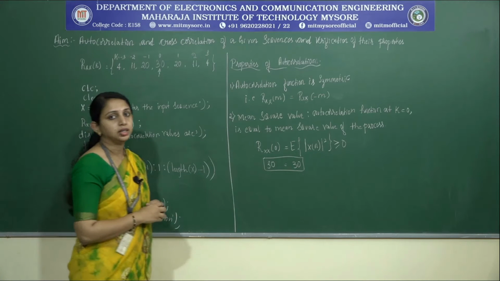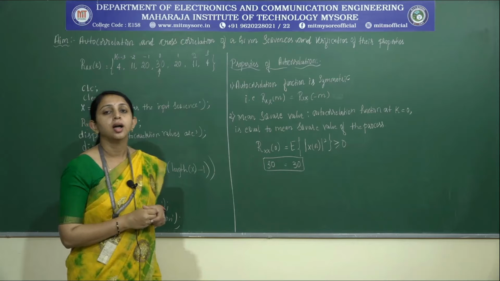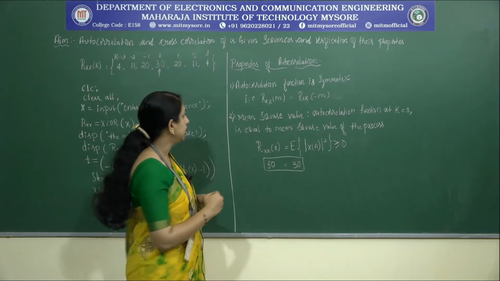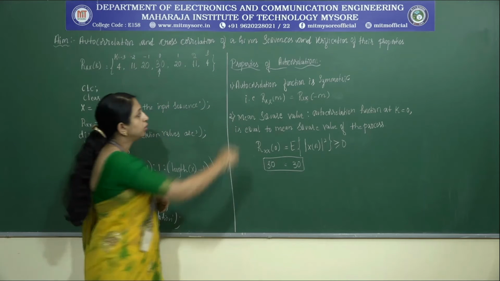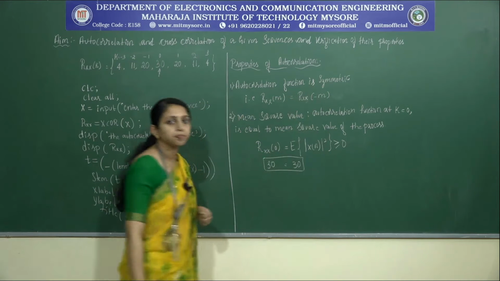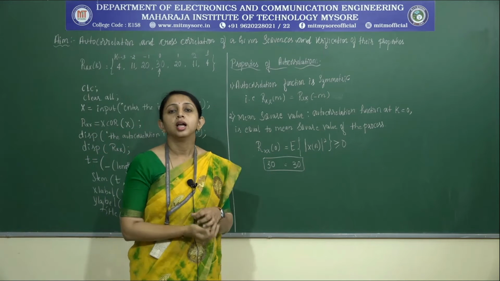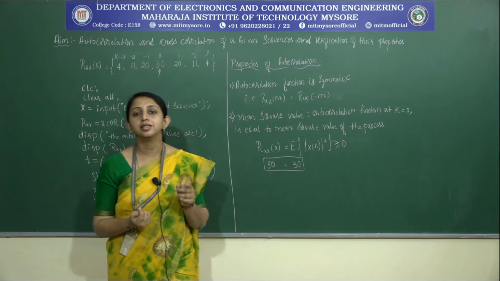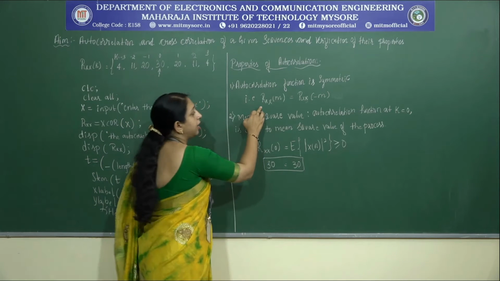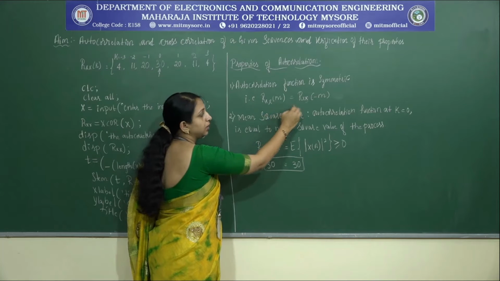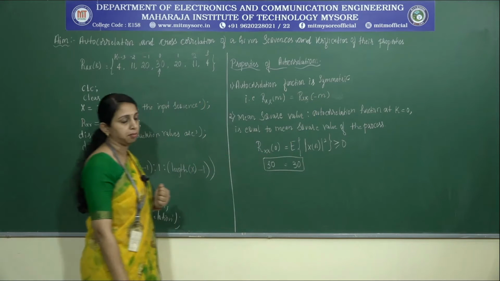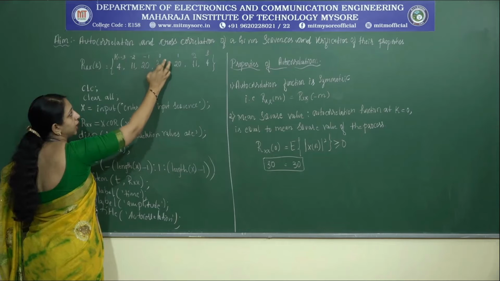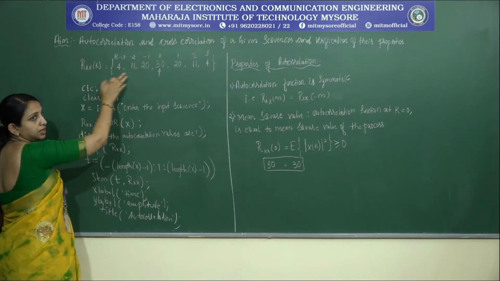In your program title, they have also asked to verify the properties of autocorrelation. The autocorrelation has a few properties which I have listed here. Autocorrelation function is symmetric. What do you mean by symmetric? That means the left hand side and the right hand side of the obtained output will always be equal. That is, Rxx of m is equal to Rxx of minus m. So you can see the output value here. Apart from the 0th position value here, see here, what is the left hand side consisting of?